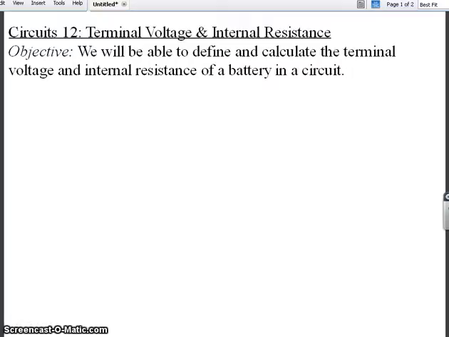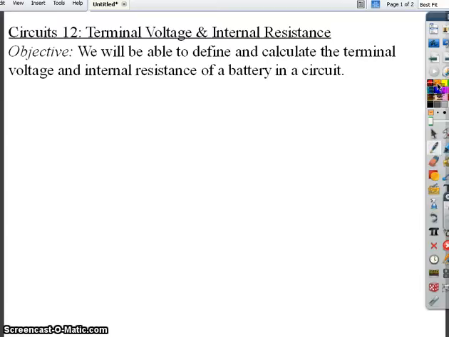Good morning, class, and welcome to this lesson on Circuits 12, terminal voltage and internal resistance. Today we will be able to define and calculate the terminal voltage and internal resistance of a battery in a circuit. Okay, so let's define these terms first.